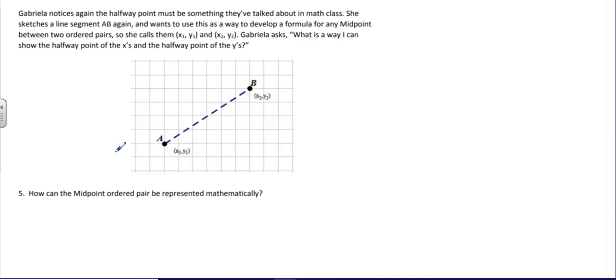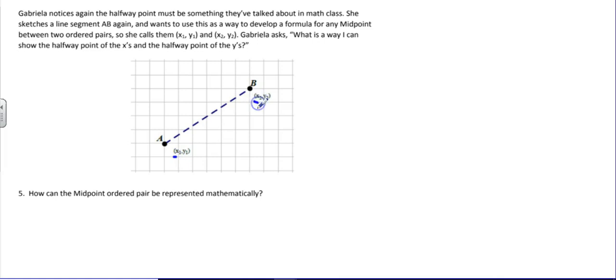Gabriella notices again that the halfway point must be something they've talked about in math class. She sketches a line segment, AB, again, and wants to use this as a way to develop a formula for any midpoint between 2 ordered pairs. So she calls them (x sub 1, y sub 1) and (x sub 2, y sub 2). Gabriella asks, what is a way I can show the halfway point of the x's and halfway point of the y's? What we were doing before is just using the coordinates.